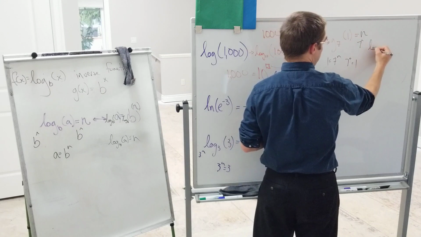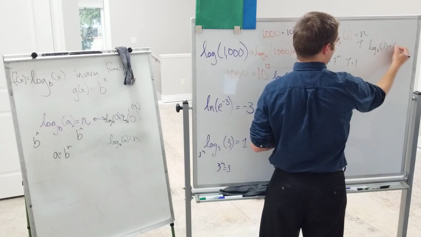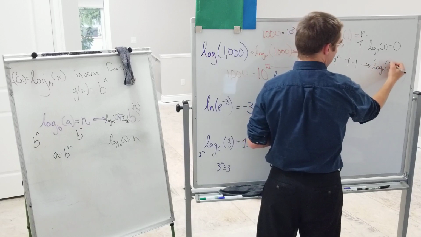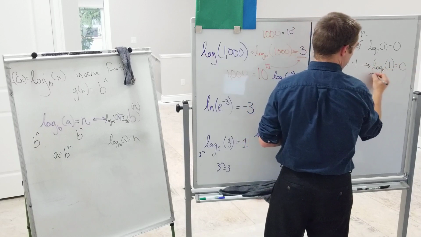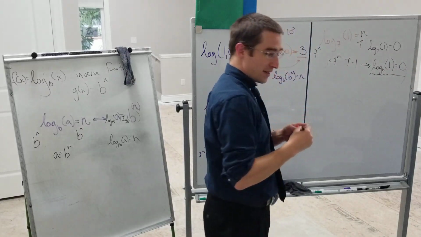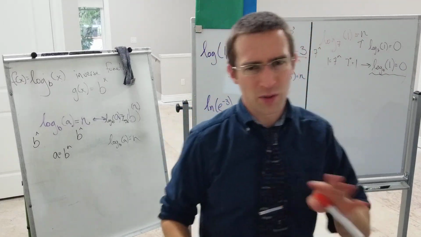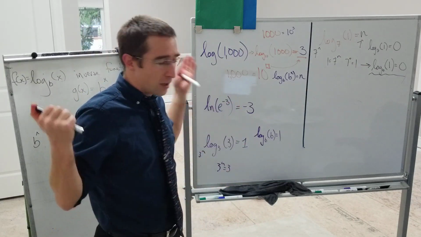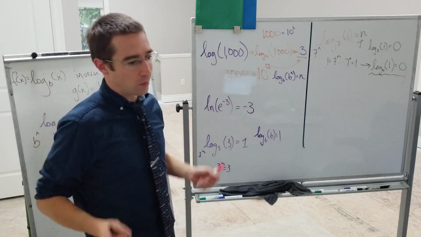So log base 7 of 1 equals 0. And in general, log base b of 1 is 0. So no matter what that base is, assuming the base is a positive number, we don't do logs with negative bases. That'd be weird. Log base b of 1 is always going to be 0.